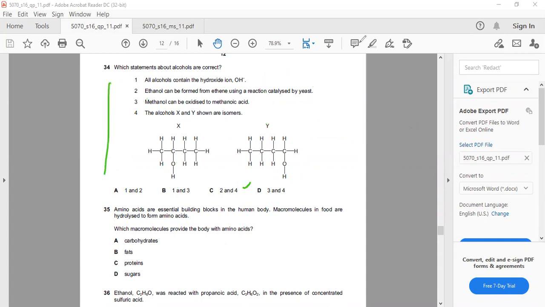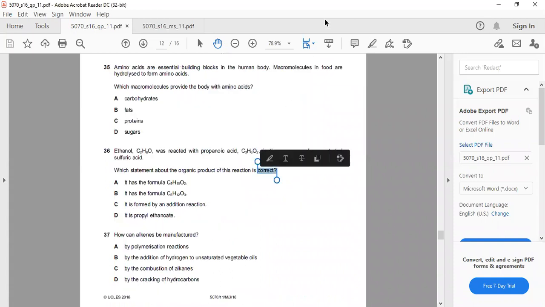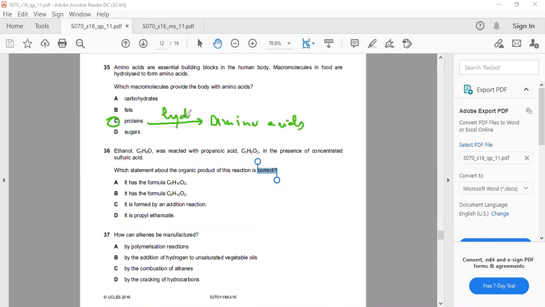Okay, number 35. Read it, please. Now 5 are left. Amino acids are essential building blocks in the human body. Macromolecules in food are hydrolyzed to form amino acid. Which macromolecules provide the body with amino acids? Protein. You have to memorize it. Proteins after hydrolysis give amino acids, and this process is called hydrolysis. And amino acids, when they form protein, this process is called condensation.